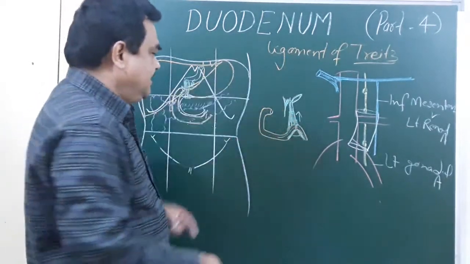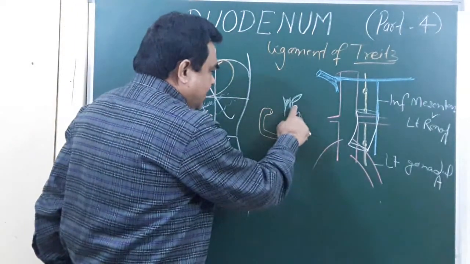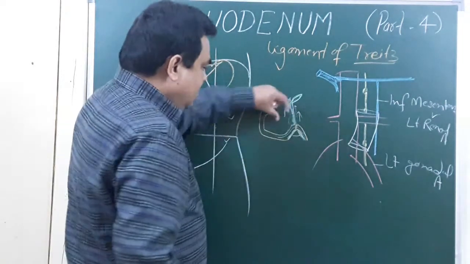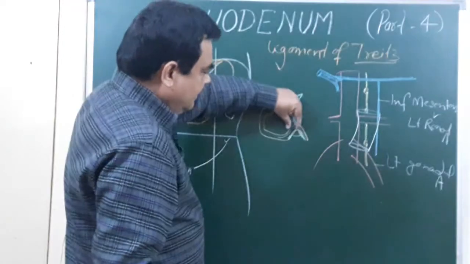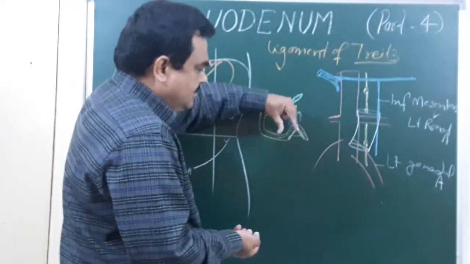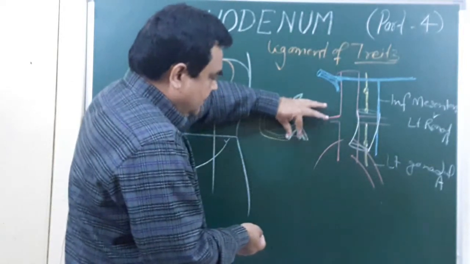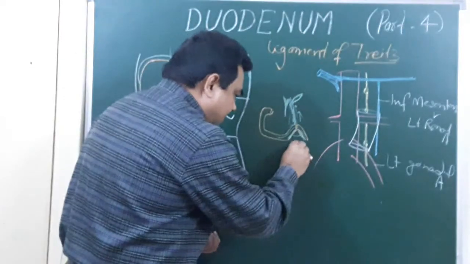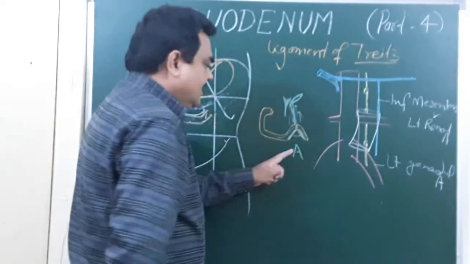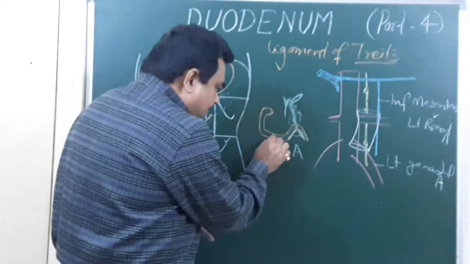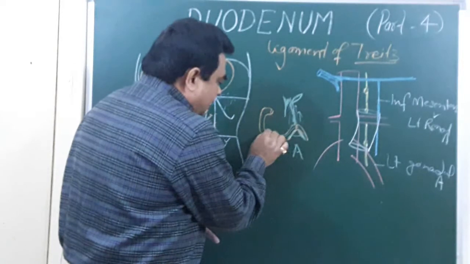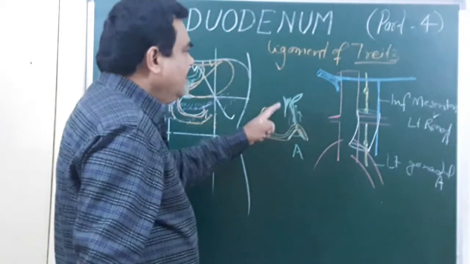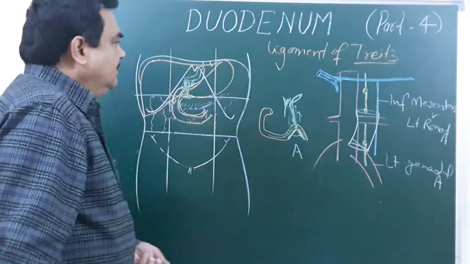In some cases, this is only attached here at this point. In this case, if this contracts, then this angle becomes reduced like this, from here to this. During contraction, this angle becomes reduced like this. So that's why it causes obstruction in the passage of the bolus. So this is the clinical importance of the ligament of Treitz. Thank you.